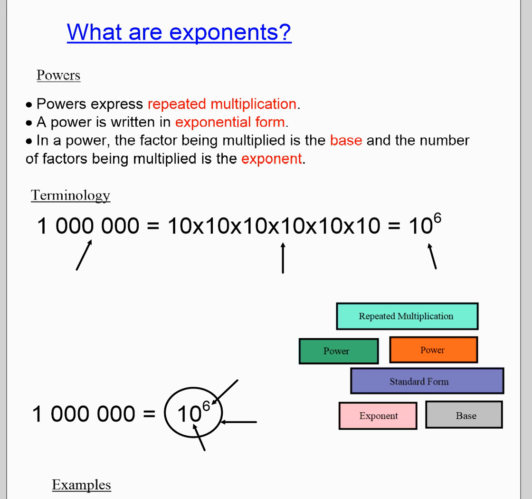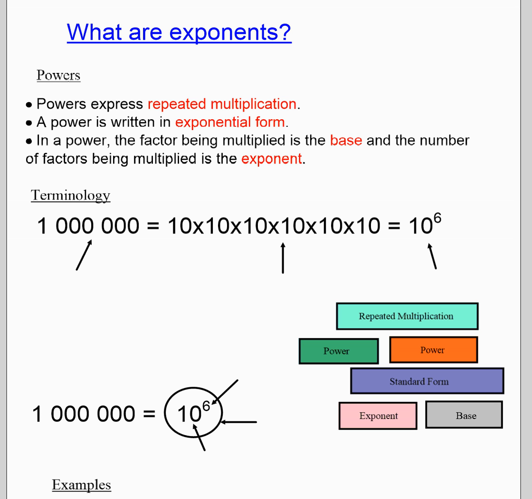The base, that will be the larger number in the power, and that's the number that's being repeated over and over again. And the exponent, that's the smaller number in the power. That tells you how many times you're going to be repeating that base over and over again.